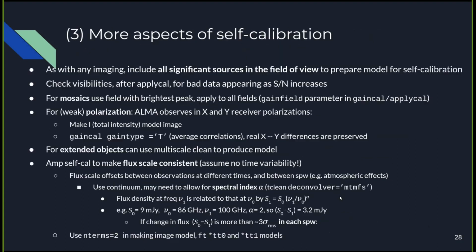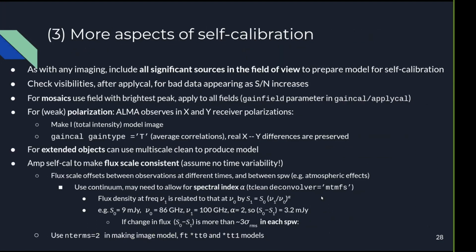You need to include all the significant sources in the field of view, even if they're not what you're interested in, as you do to get a good image anyway. And if your signal to noise has increased a lot, then it may be that some bad data which was hidden before in the phase errors may appear. So you may need to do more flagging.